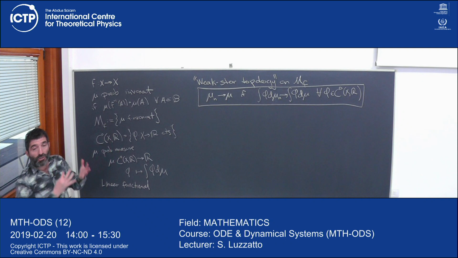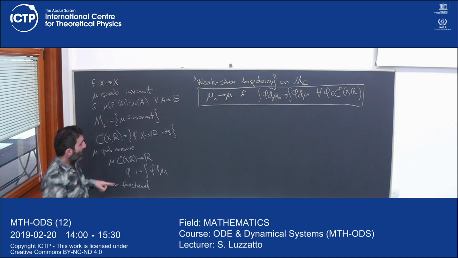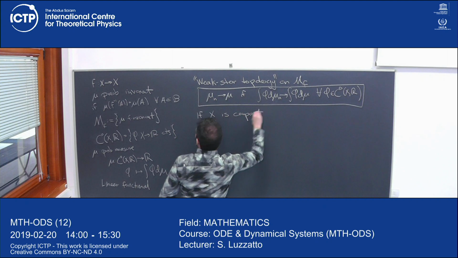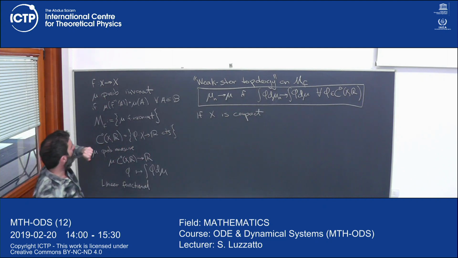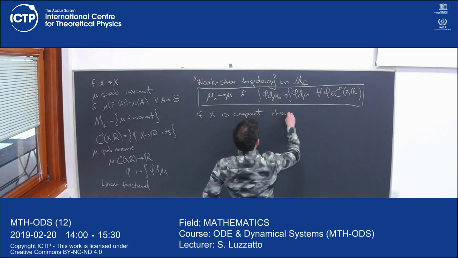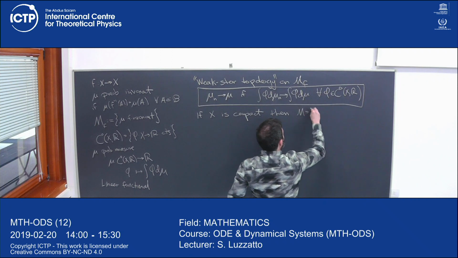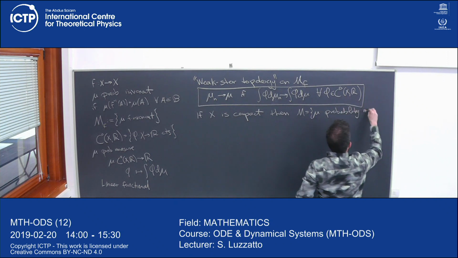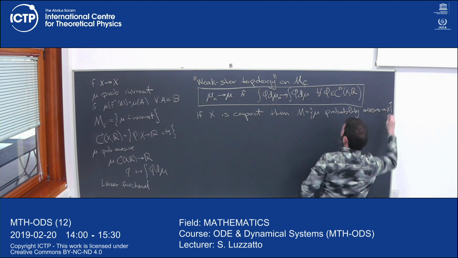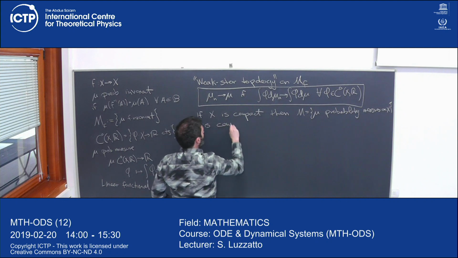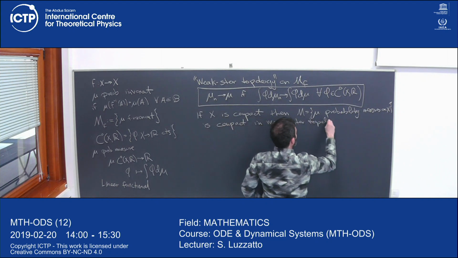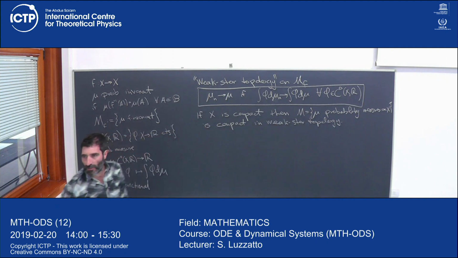So one comment, again I'm just doing a general recap from functional analysis: if X is compact, which is our space here, then the space of, I didn't define it, but let me define M to be the space of probability measures on X, not necessarily invariant, is compact in the weak star topology. This is a fact from functional analysis.